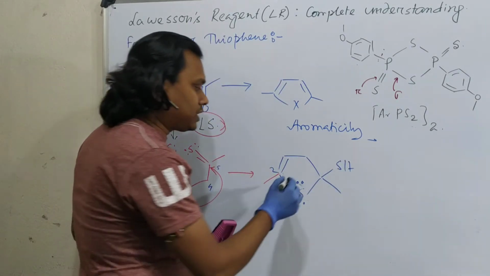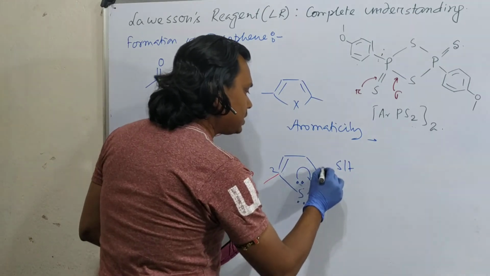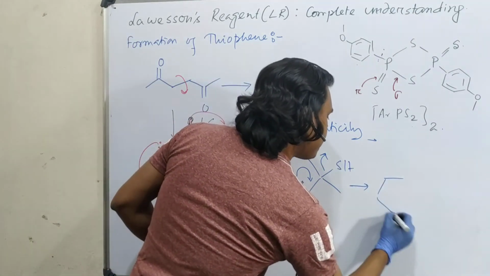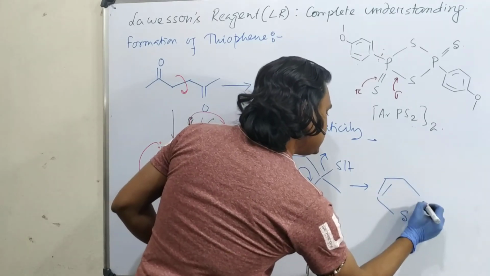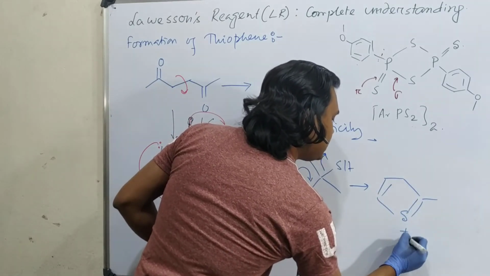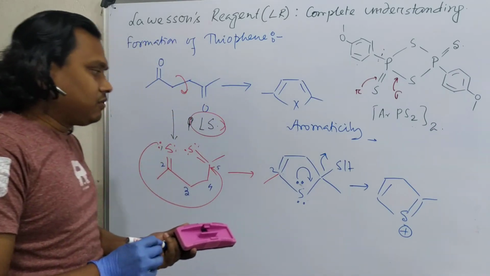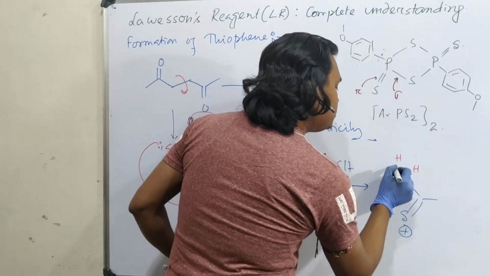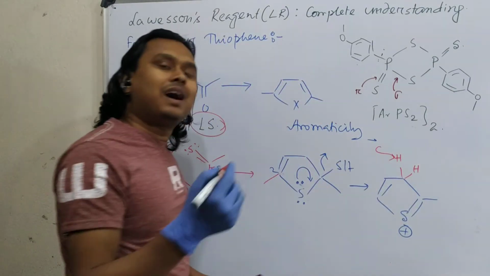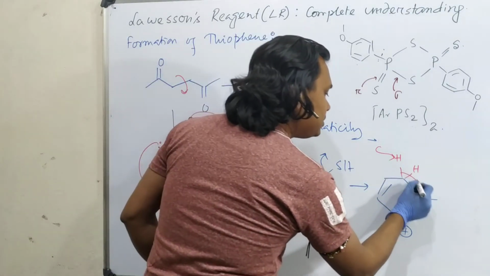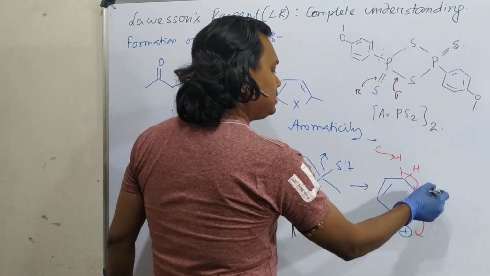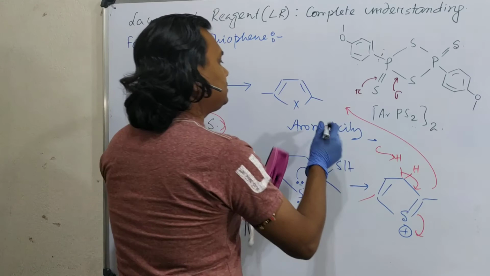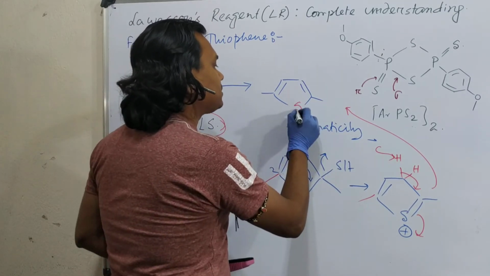Now what will it result in? It will push and it will leave. So what will it result in? Sulfur, this. Again sulfur has a positive charge. Now question, in the next step, what is possible? There are 2 hydrogens. So one could be abstracted by some other S minus and it will come here, it will open up. So in this case, what will it result in? It will result in thiophene.